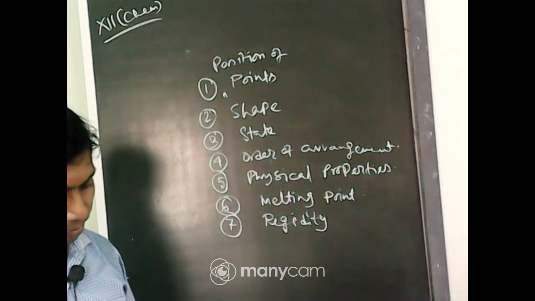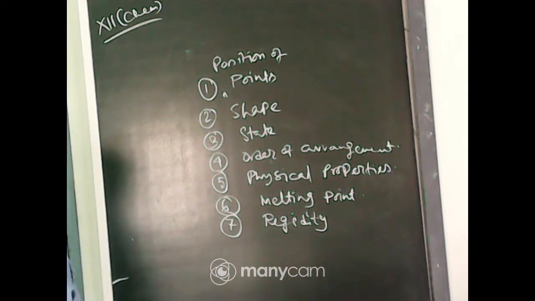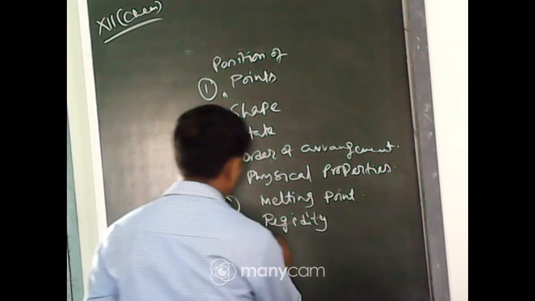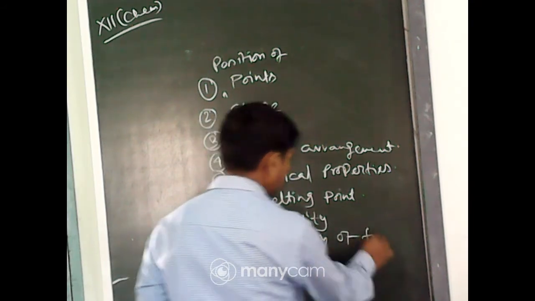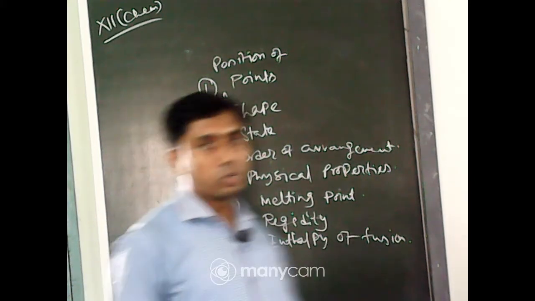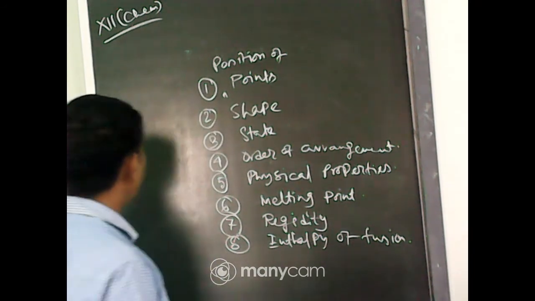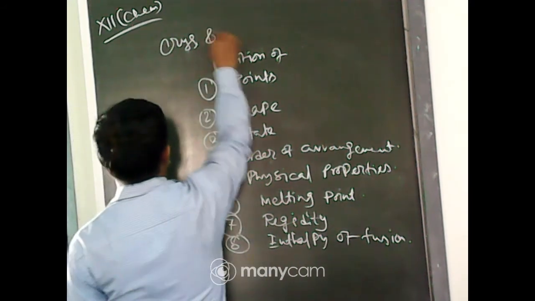And the enthalpy of fusion: the crystalline solid has a definite enthalpy of fusion, but it is not so for the amorphous solid. The enthalpy of fusion is definite for the crystalline solid, but it varies over a range in the case of amorphous solids. So, these are the points of distinction between crystalline and amorphous solids.